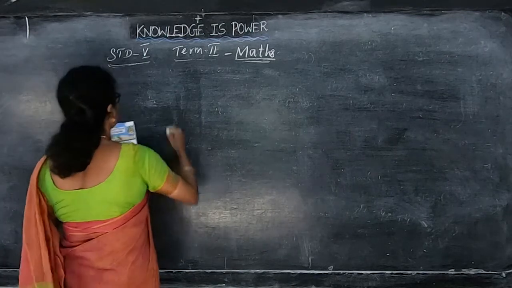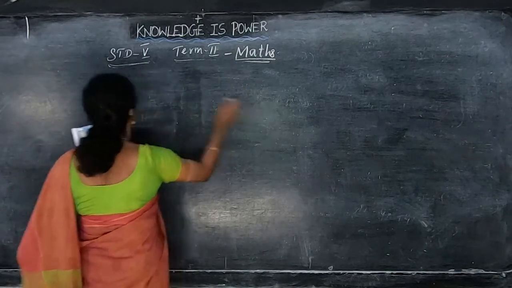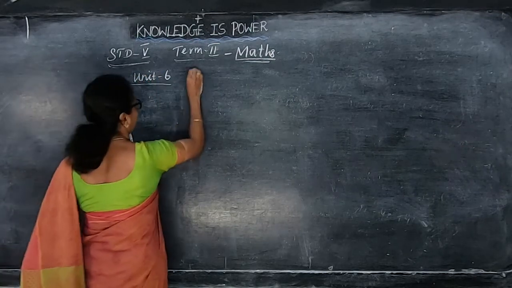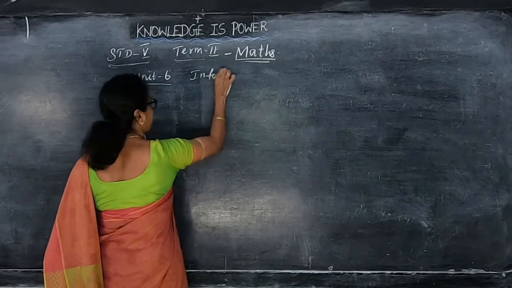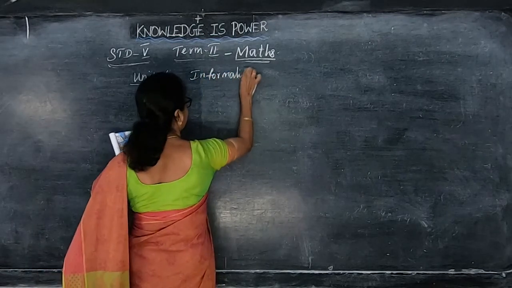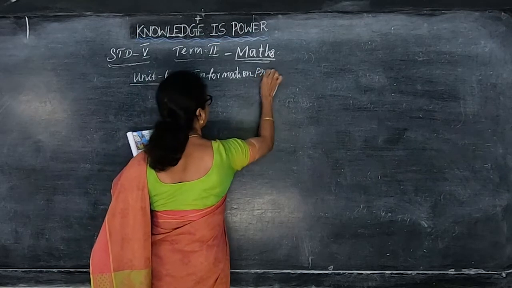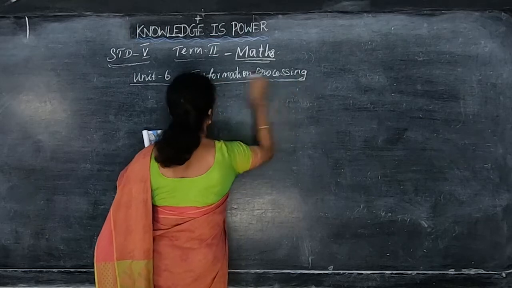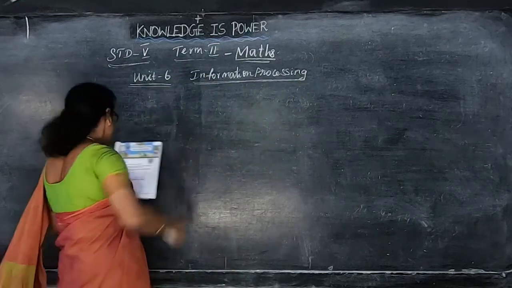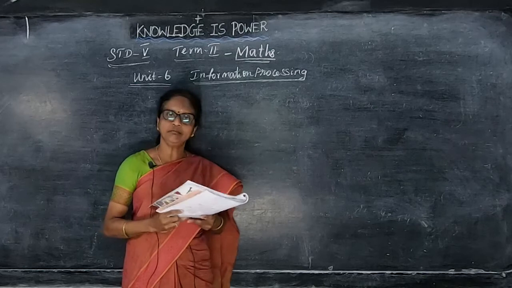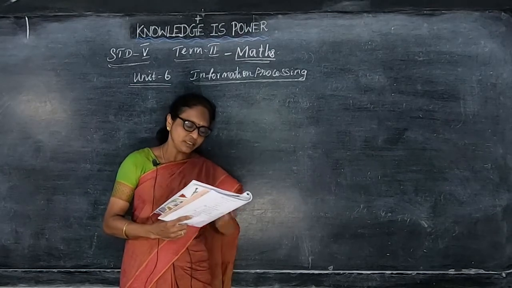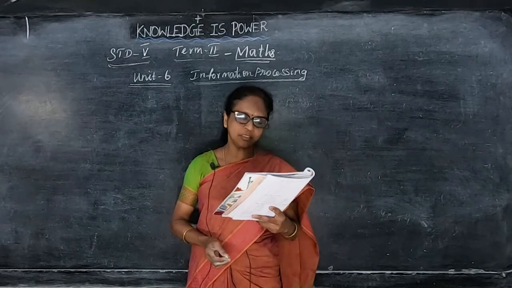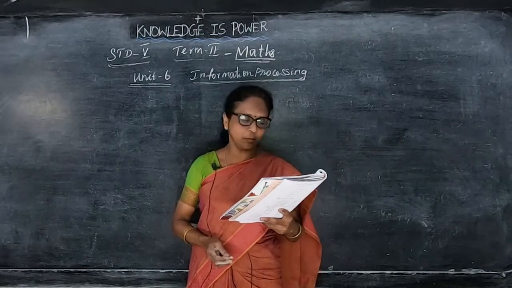Next one is Unit 6, Information Processing. This is the information processing. In this, a way of introducing the mathematical concept. Modeling is an activity like drawings, sketches, physical models, computer programs or mathematical formulas.